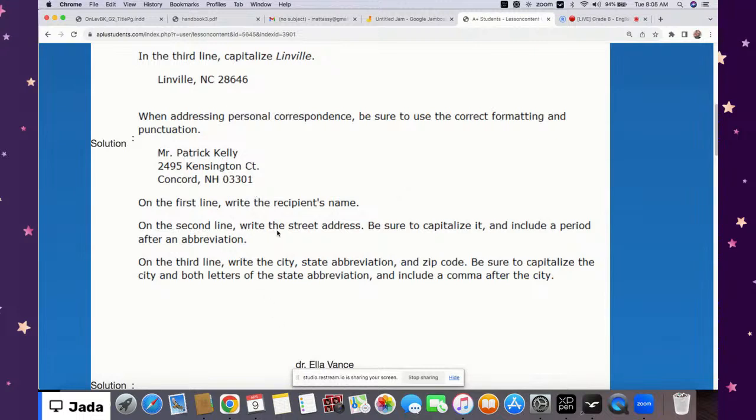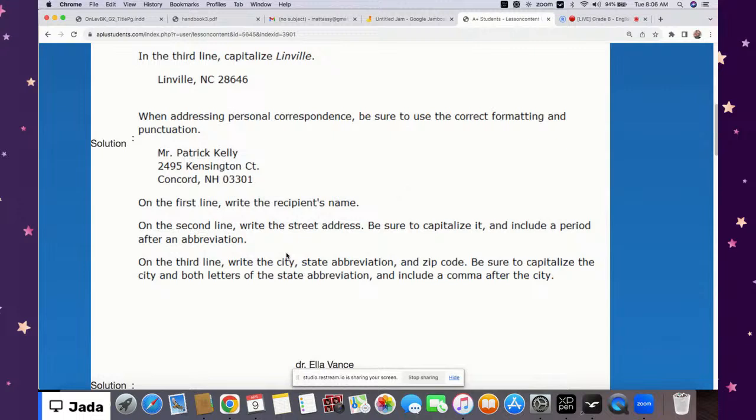So on the second line, write the street address. Be sure to capitalize it and include a period after an abbreviation. So this is the abbreviation. The Ct is an abbreviation. It was shortened. On the third line, write the city, state abbreviation and the zip code. So you write the city that you'll be sending to, and then the state is going to be in abbreviation, and then you have to put the zip code.